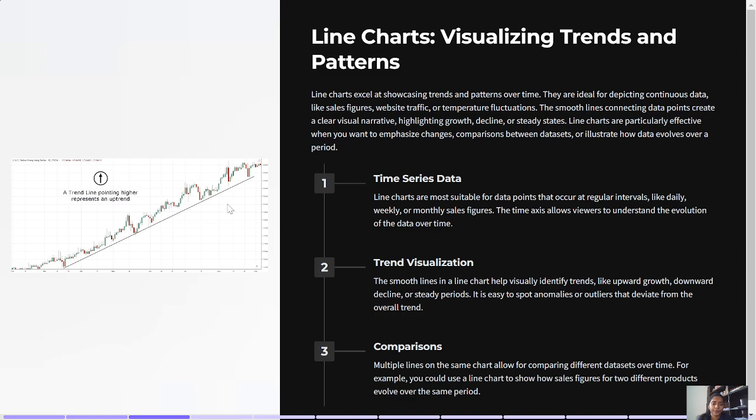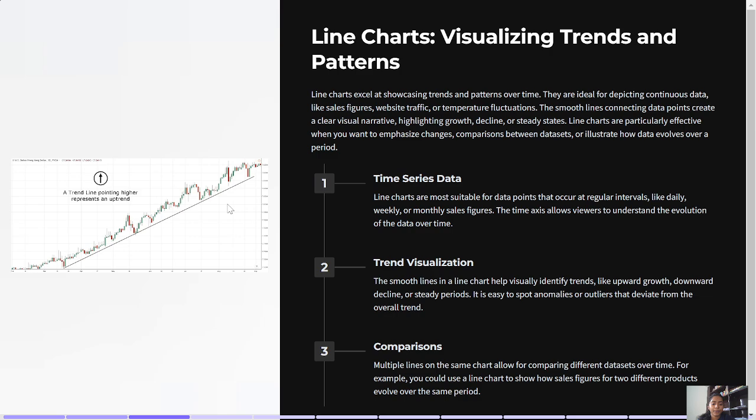over a period. Coming to the time series data, line charts are more suitable for data points that occur at a regular interval, like daily, weekly, or monthly sales graphs. The time axis allows viewers to understand the evolution of the data over time. Trend visualization. The smooth lines in a chart help visually identify trends like upward growth, downward decline, or steady periods. It is easy to spot anomalies or outliers that deviate from the overall trend.